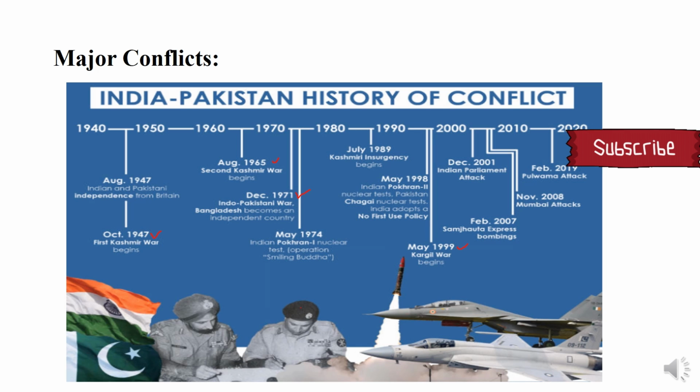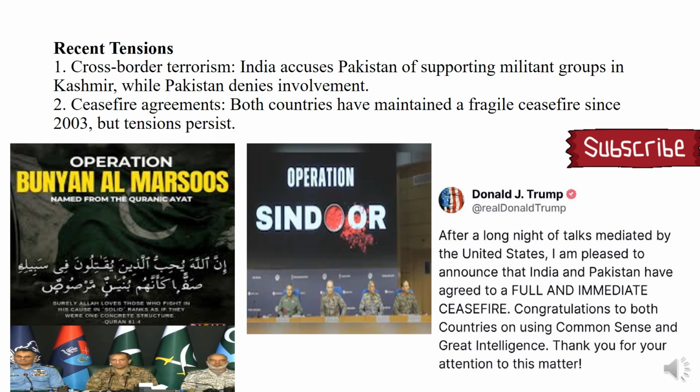We will discuss the recent tensions. The first is cross-border terrorism, where India accuses Pakistan of supporting militant groups in Kashmir, while Pakistan denies involvement of the terrorists. The second is the ceasefire agreement, where both countries have maintained a fragile ceasefire since 2003, but the tension persists.